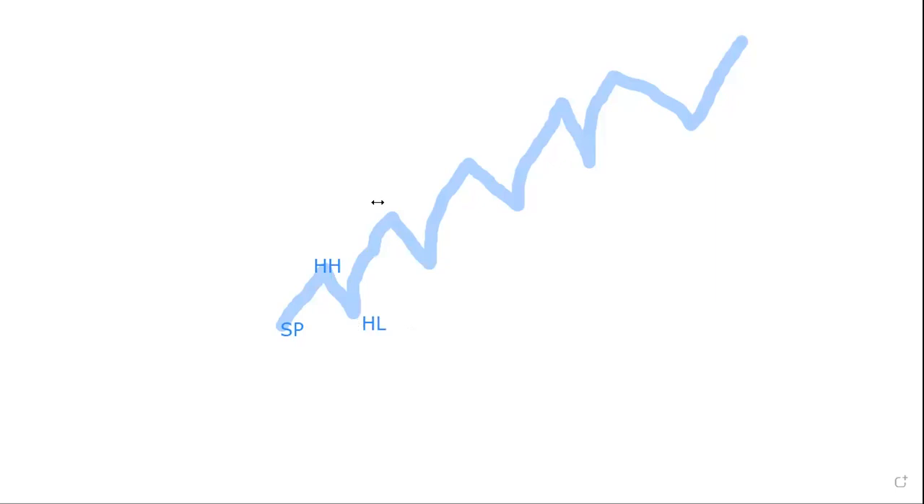This is another higher high, higher low. This particular low is higher than this one. That's why it's a higher low. Just like that, higher high, higher low. Anyway, you understand? Let me not write everything. So higher high, higher low, higher high. So we say this is an uptrend.